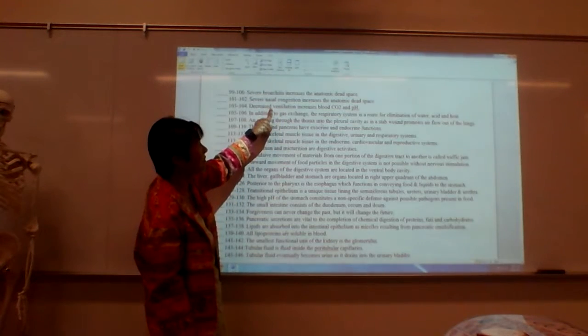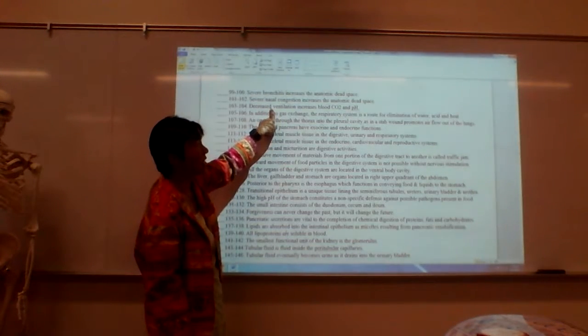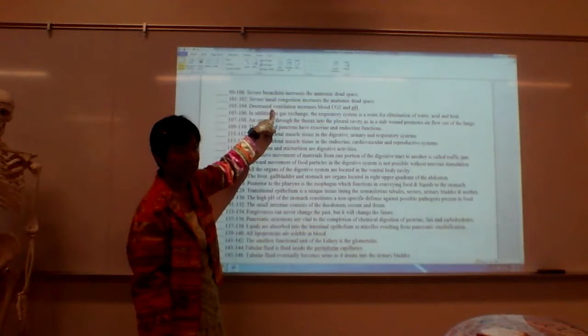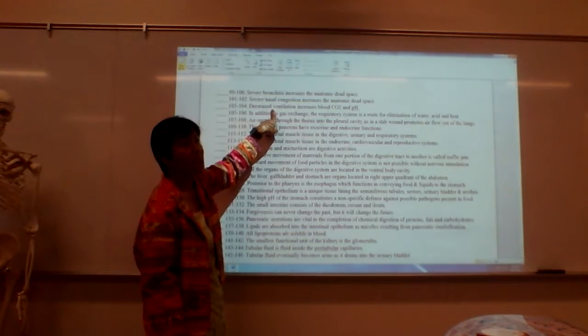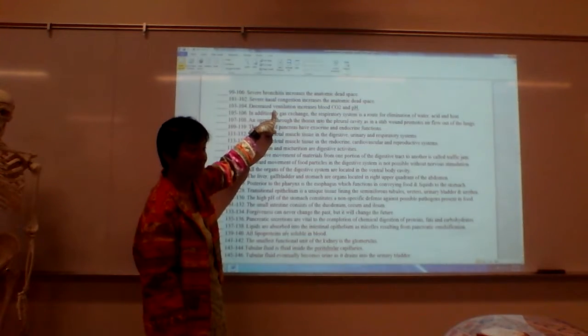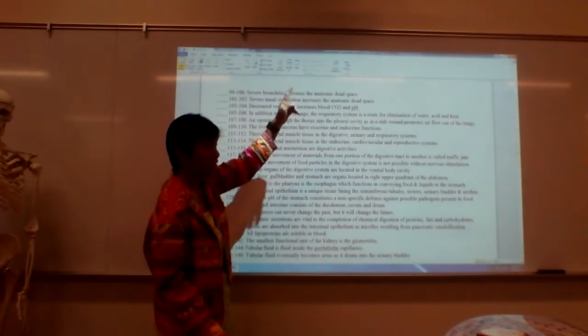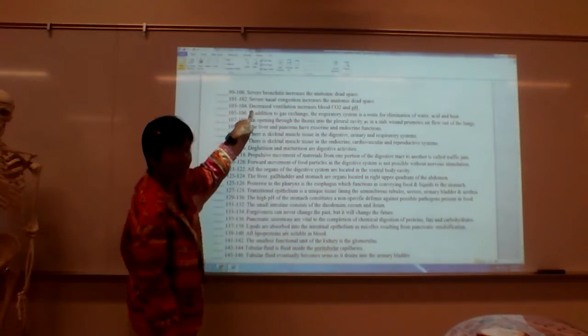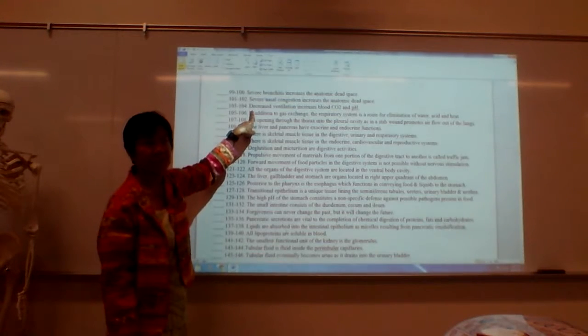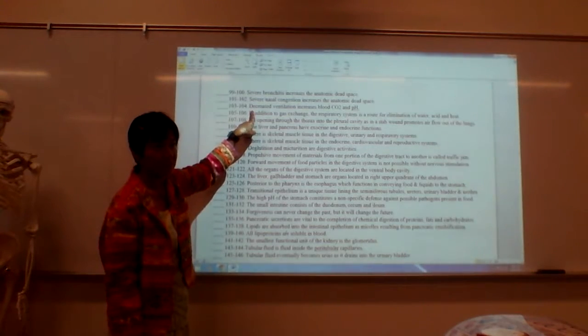Decreased ventilation increases the blood CO2 and pH. That's false. What makes it false? Because the CO2 goes up. Yes, very good. The CO2 goes up, you go into acidosis. That means pH is down. Very good. So for the test, be sure you take your time to read every word.